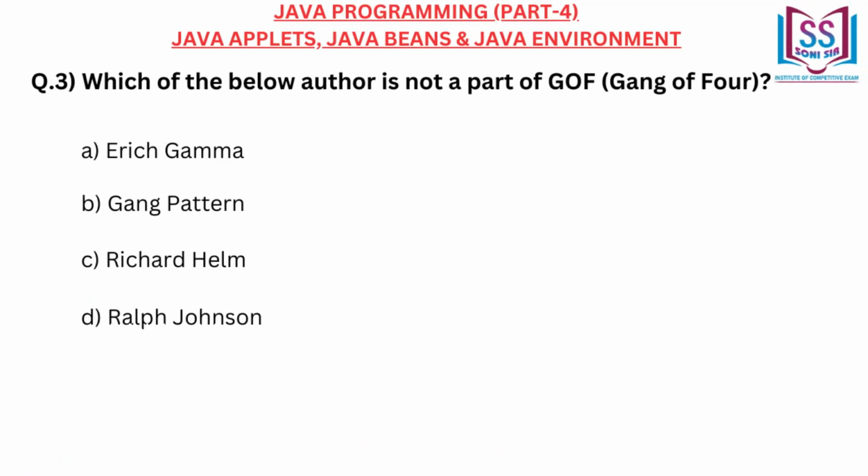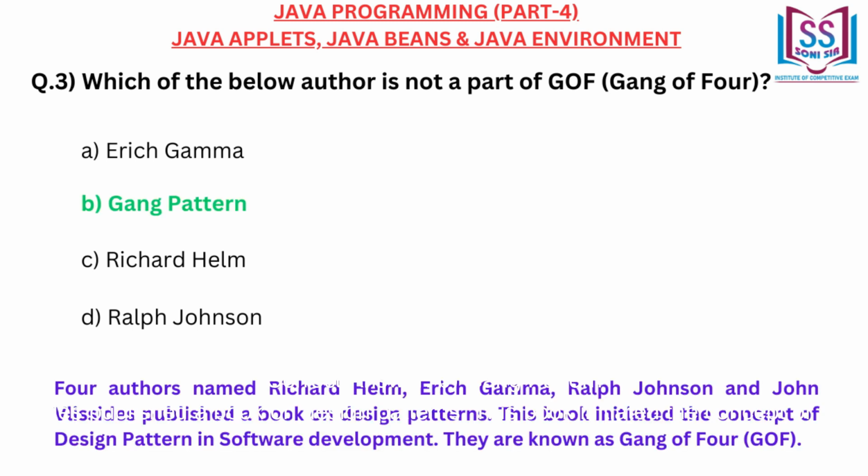Which of the below author is not a part of GOF Gang of 4? A. Erich Gamma. B. Gang pattern. C. Richard Helm. D. Ralph Johnson. Correct answer B. Gang pattern. 4 authors named Richard Helm, Erich Gamma, Ralph Johnson and John Vlissides published a book on design patterns. This book initiated the concept of design pattern in software development. They are known as Gang of 4, GOF.